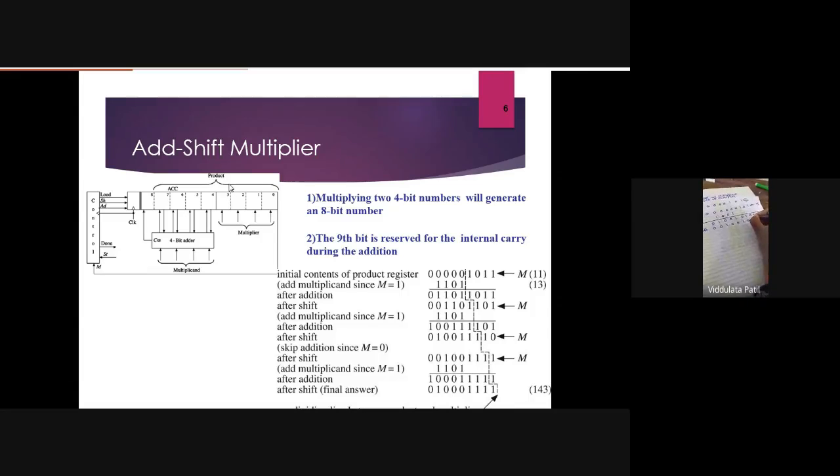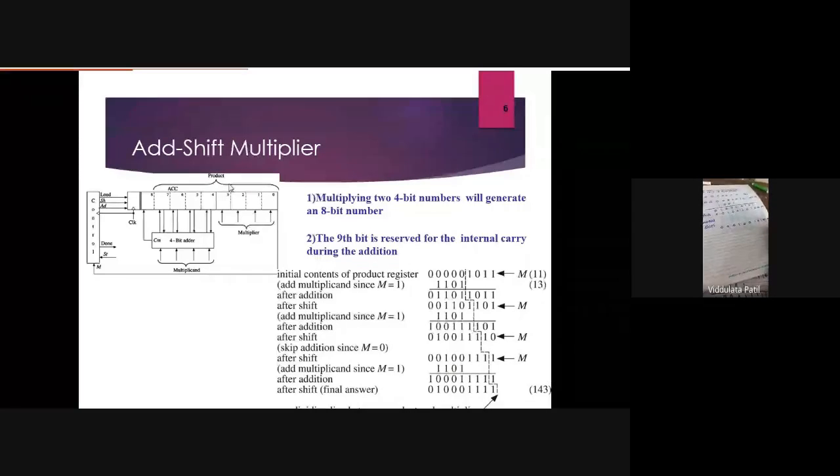0 1 0. Now here again m is equal to 0. So just don't add, skip addition and just go for shift. Okay. So now this will be 0 0 0 1 0 0 1 0 1.